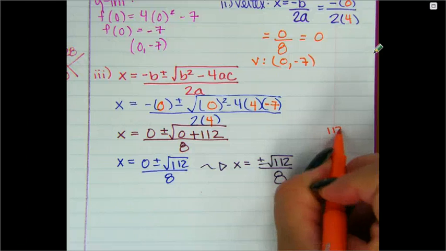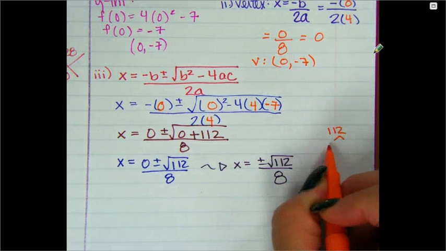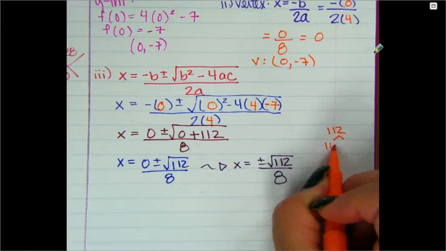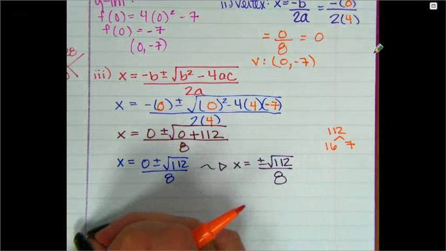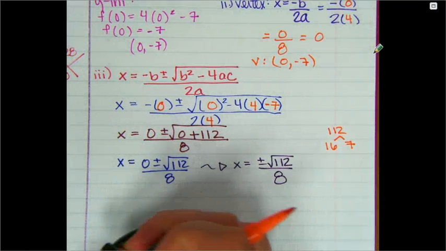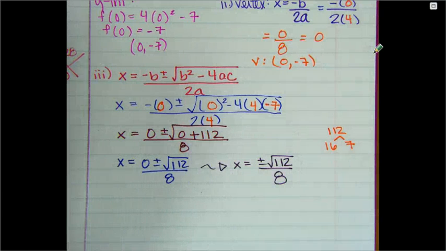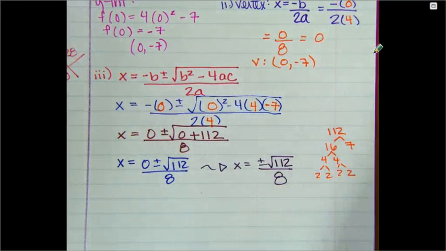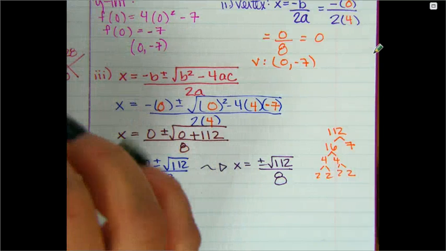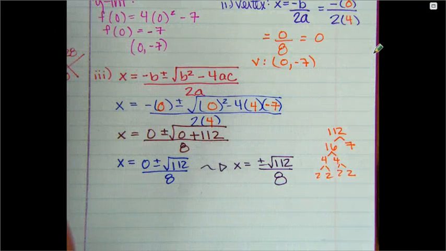Factor tree it. What goes into 112? 2 and 16 and 7. What goes into 16? Oh, I just pulled out my earring. What goes into 16? 4 and 4 and 4? 2 and 2. Circling what? How many groups do you have?